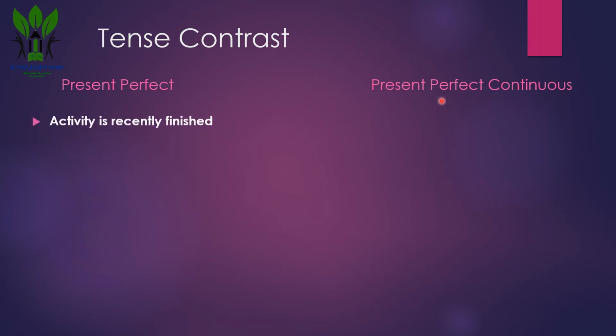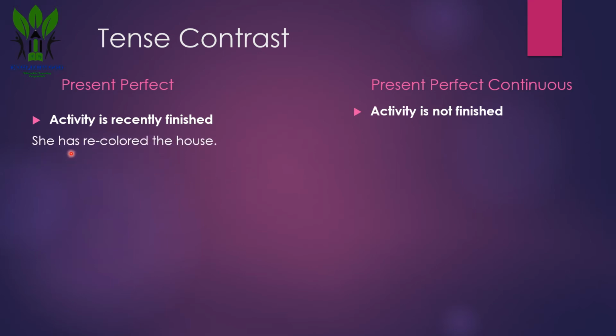Present perfect and present perfect continuous: the activity is recently finished. A very important use of present perfect tense is that the activity is recently finished. Another very important thing: the activity is not finished, it is still continuous. Very simple. She has recolored the house. He has been recoloring the house. She has recolored the house, now it's very shining. It looks very nice now. Some of the paints are there on the ground. We can see the effect there, but it's still going on.